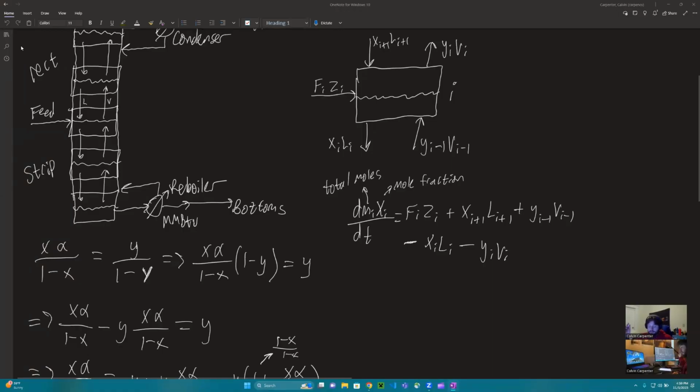Okay. Now, if we want to do the total moles for a stage, we just take our L i plus 1 plus V i minus 1 plus F i minus L i minus V i. That'll be your total moles for the stage.